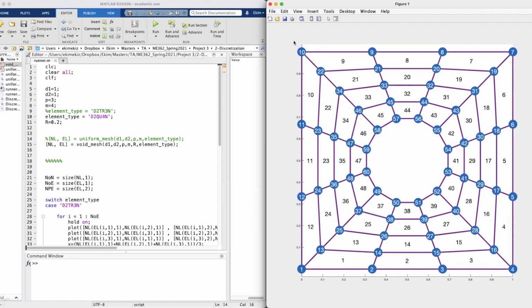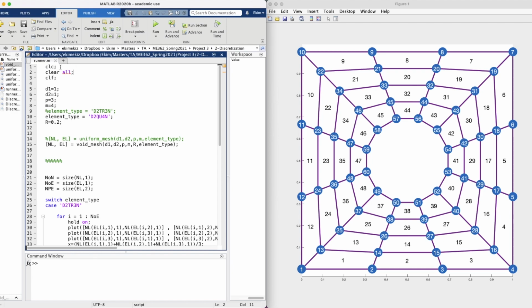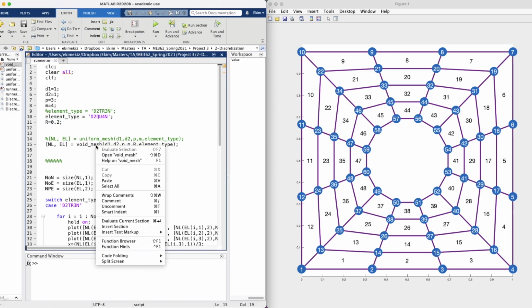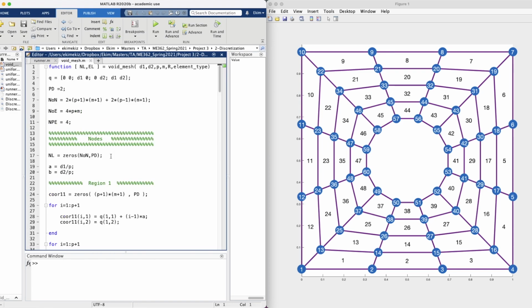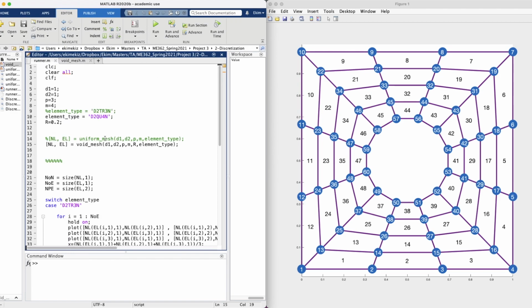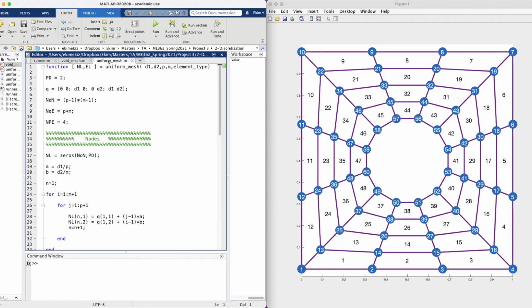So let's see how we get that. So our runner is the same. We just now call the void mesh function instead of uniform mesh. And we have a new input that is r. So let's go inside void mesh and see what it does. I actually want to open uniform mesh too, so that we can compare them, because there will be some similarities.